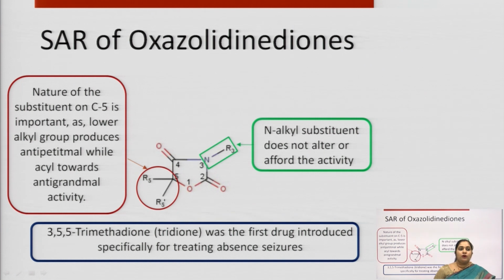When we talk about the structure activity relationship of oxazolidinedione, first of all, the substitution at position number 5 is a main concern area. Apart from that, definitely the substitution at nitrogen also affects the activity. So, this must be kept in mind.